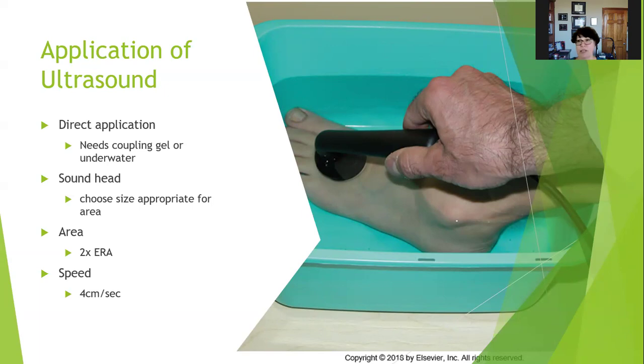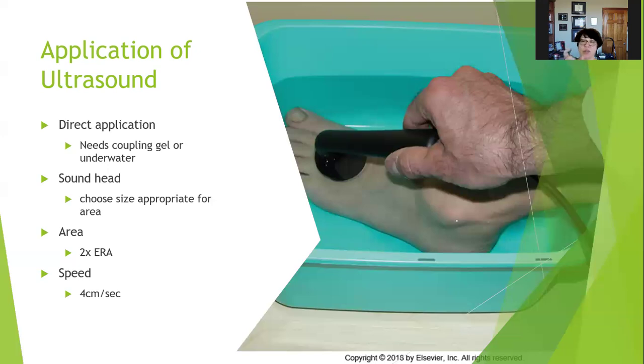If you're doing like a low back, you might want to go to a 5 centimeter sound head. Those are usually the sizes that you see, but choose a size appropriate for the area that you're going to ultrasound. The field of your ultrasound should be 2 times the effective radiating area of your sound head. So if you think about that.